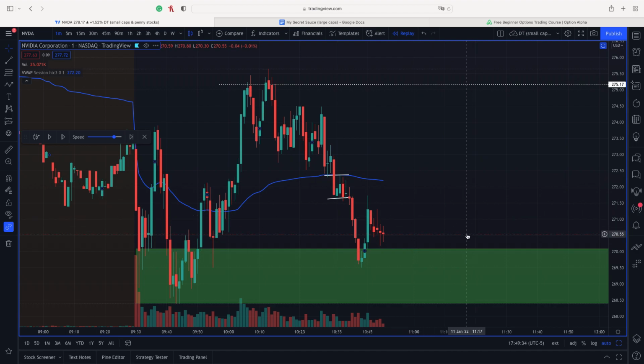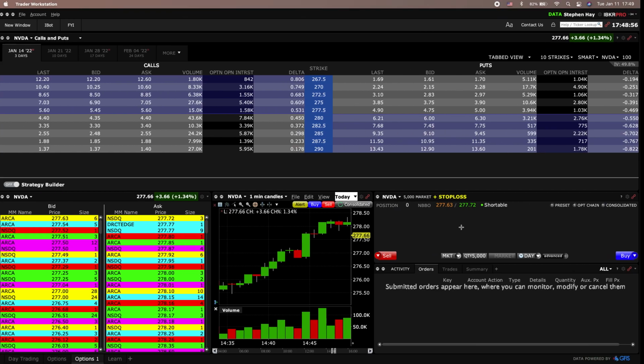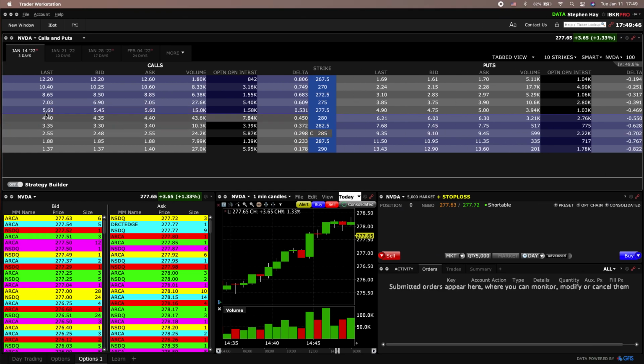Let's say, for example, if you wanted to buy 100 shares of NVIDIA, it would cost you about $27,000 right now to buy 100 shares, right? But in an option contract, I can literally just buy one contract for what, $335?